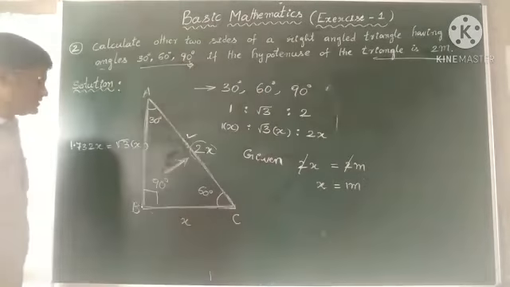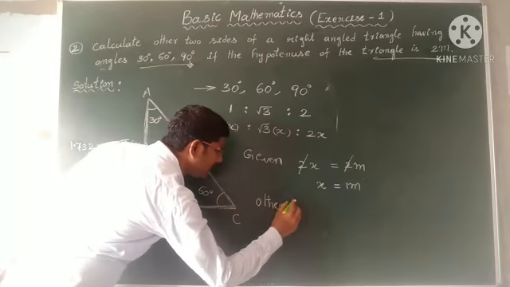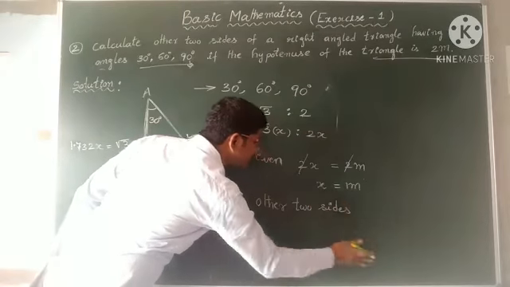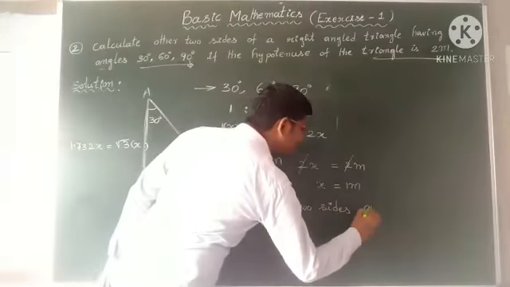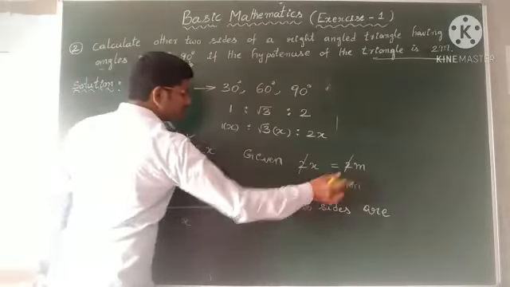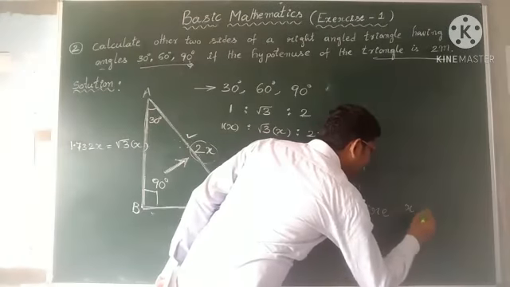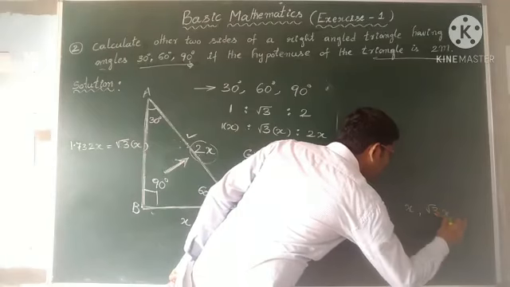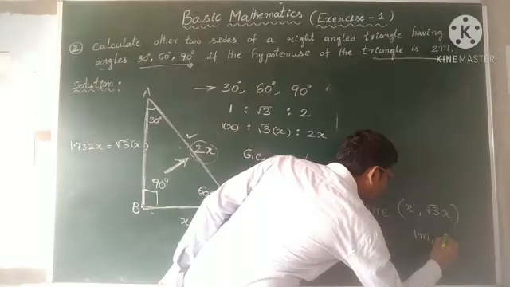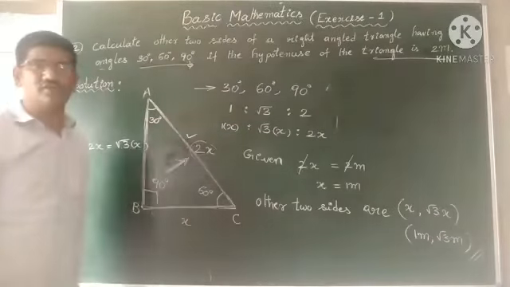So now we are finding the other two sides. The longest side, 2x, they have given as 2 meters. The other two sides they are asking are x and √3 into x. This x value we got as 1 meter, so one side is 1 meter, and the other one is root 3 into 1 meter. So this is the solution.